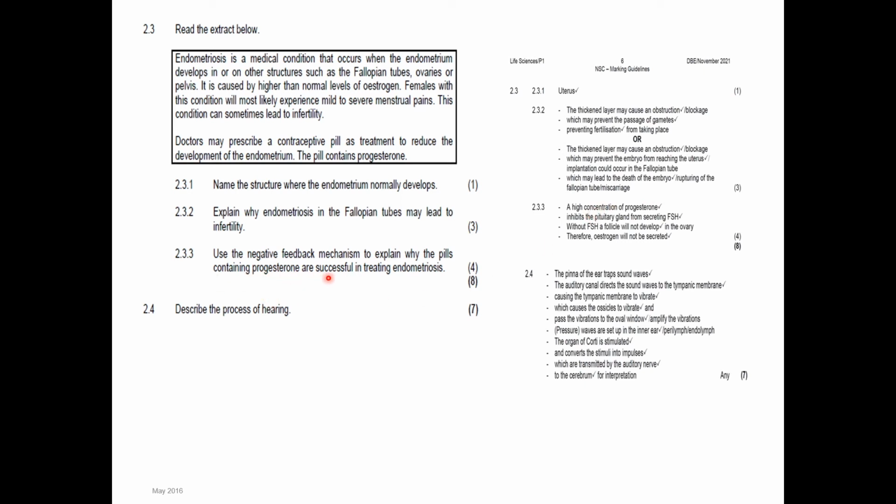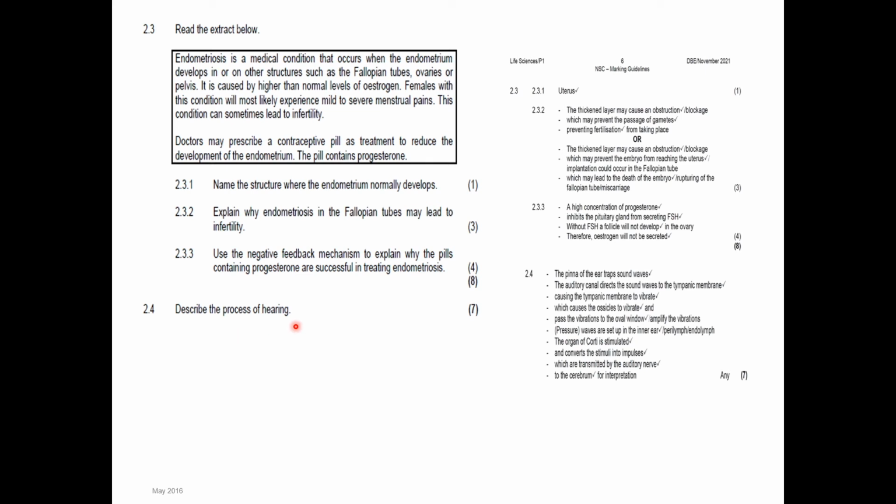2.3.3. Use a negative feedback mechanism to explain why pills containing progesterone are successful in treating endometriosis. This was a very smart question. Now we must know this. A high amount of progesterone will inhibit FSH. If no follicles form, there'll be no estrogen secreted, and that obviously will lead to less endometrium forming, as that is built up by the estrogen.